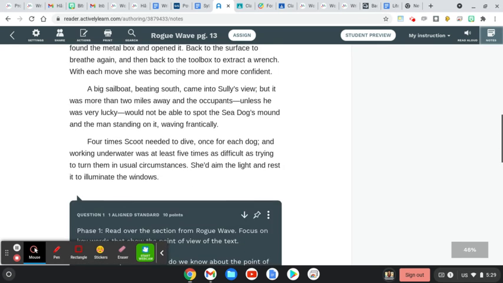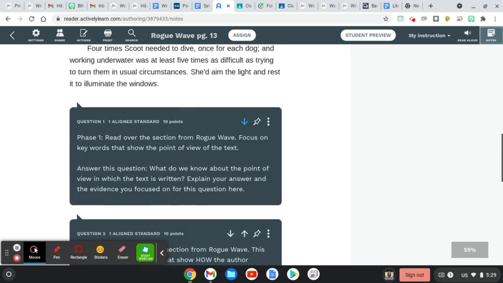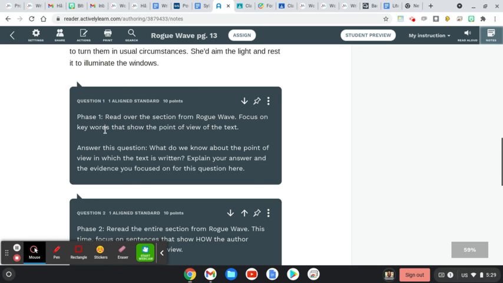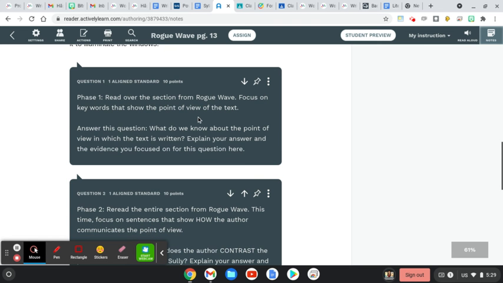In the first phase of the reading, you'll read through the text and you're going to focus on keywords that show the point of view of the text. And then as you read through the text, focusing on the point of view and keywords that help you spot the point of view, you're going to answer the following question. What do we know about the point of view in which the text is written? Explain your answer here and the evidence you focused on for the question.